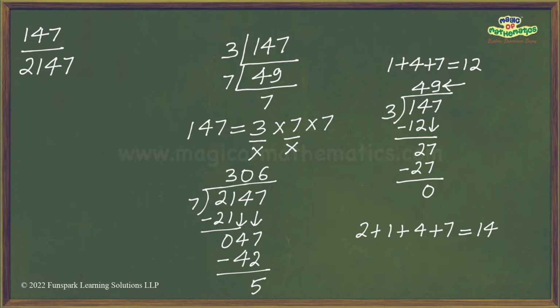There is no point in checking if 2147 has any other factors, because even if it has any other factor, it will not be a factor of 147 and hence it will not be a common factor. So we are done and we can say that 147 over 2147 is already in its simplest form.